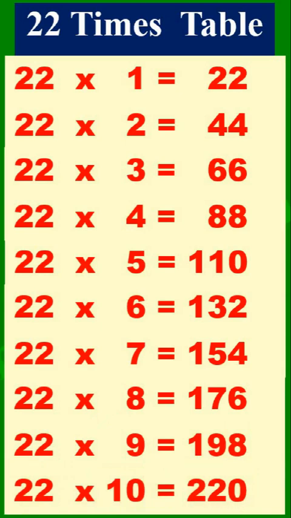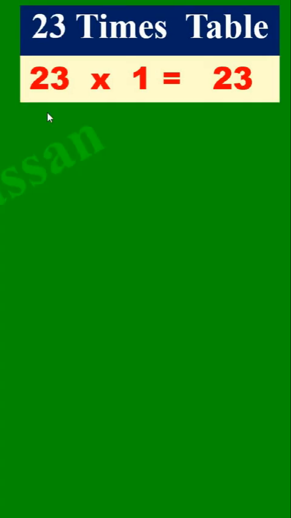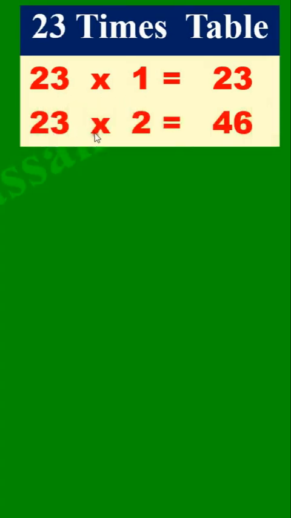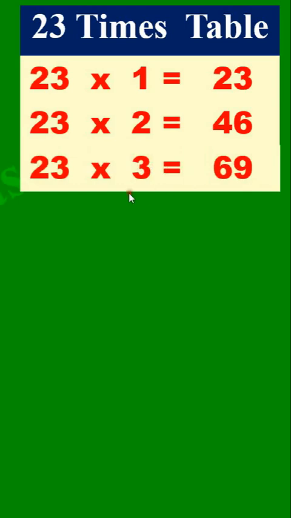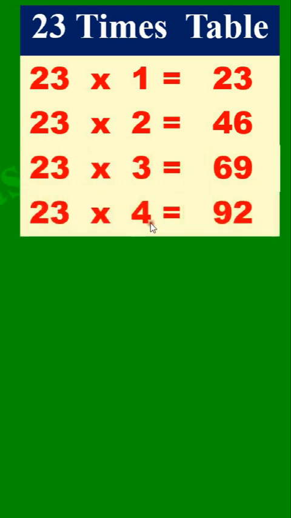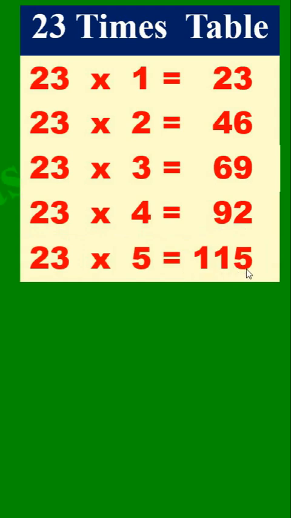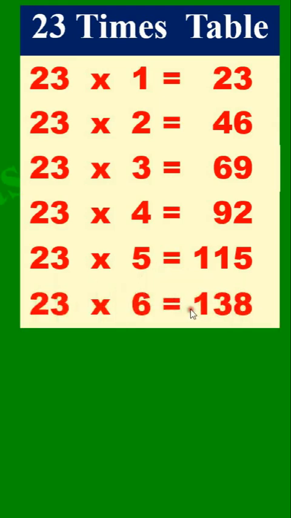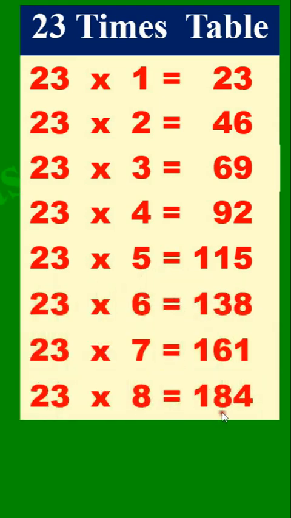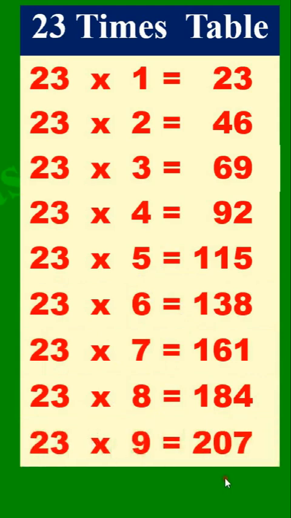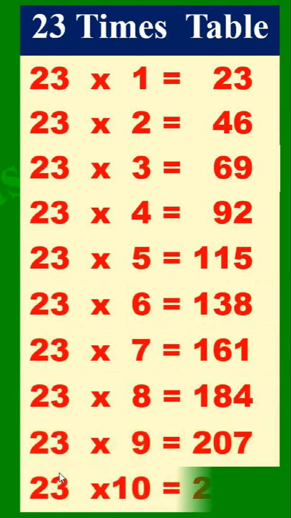23 times 5 is equal to 115. 23 times table. 23 times 1 is equal to 23. 23 times 2 is equal to 46. 23 times 3 is equal to 69. 23 times 4 is equal to 92. 23 times 6 is equal to 138. 23 times 7 is equal to 161. 23 times 8 is equal to 184. 23 times 9 is equal to 207. 23 times 10 is equal to 230.